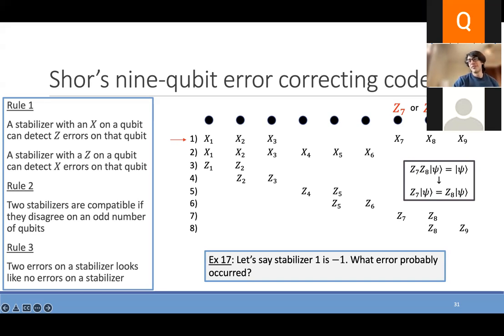And similarly, Z7 and Z9 are the same error because you can kind of do this twice. Z7 and Z8 are the same error, Z8 and Z9 are the same error. So Z7 and Z9 are the same error. And just for the record, this is called a degeneracy. This is a degenerate code, where multiple errors actually are the same error.